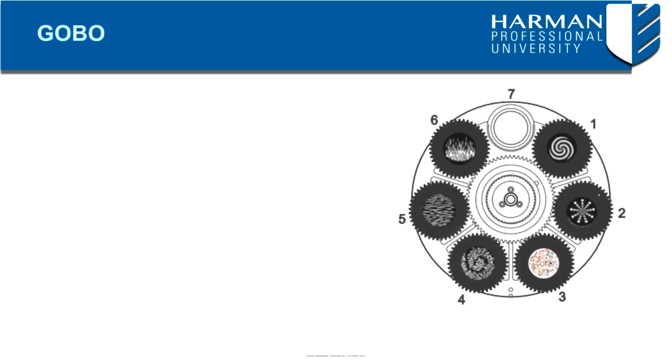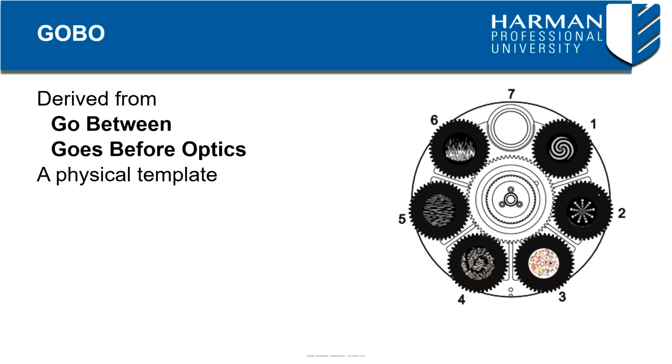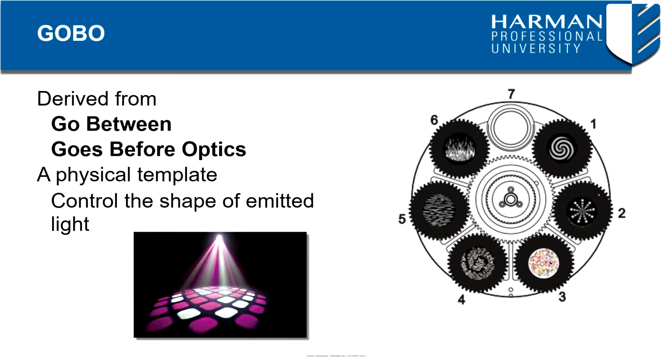A gobo, or GOBO, is derived from go between or goes before optics. It is a physical template slotted inside or placed in front of a lighting source. It is used to control the shape of emitted light.